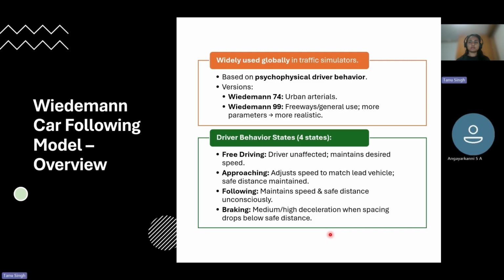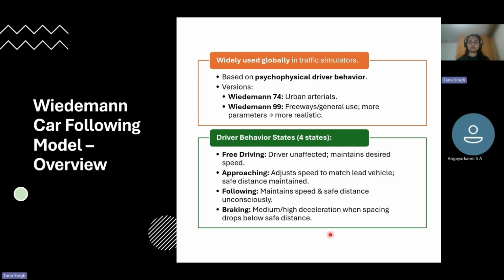So there are two versions, Wiedemann 74 and 99. Wiedemann 74 is mainly developed for the urban arterials, whereas 99 is developed for freeways and general situations with more parameters to make it more realistic. So the model defines four driving states.